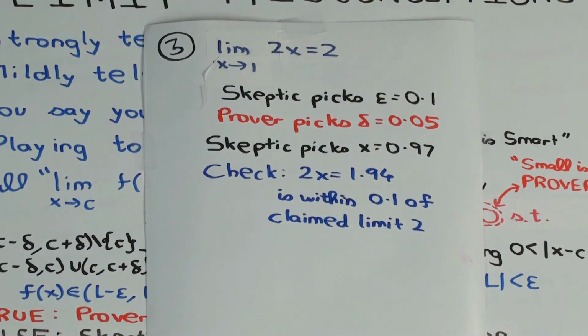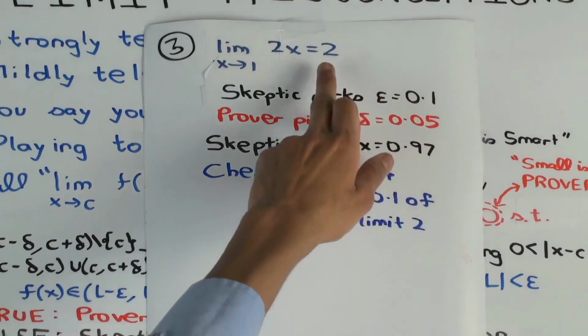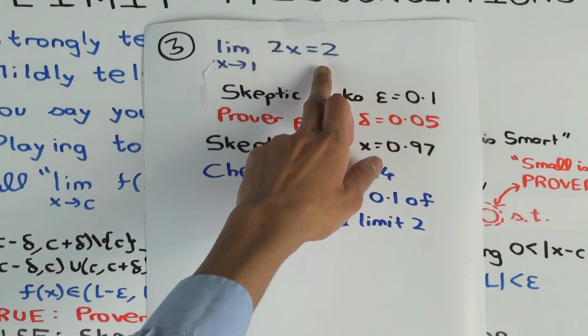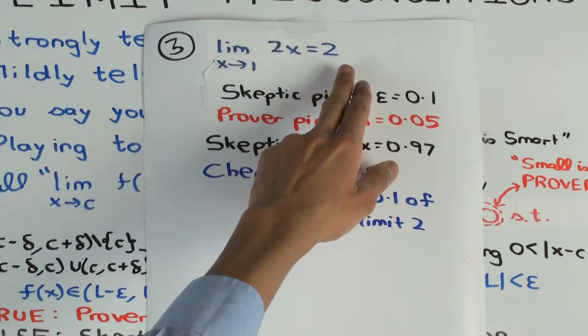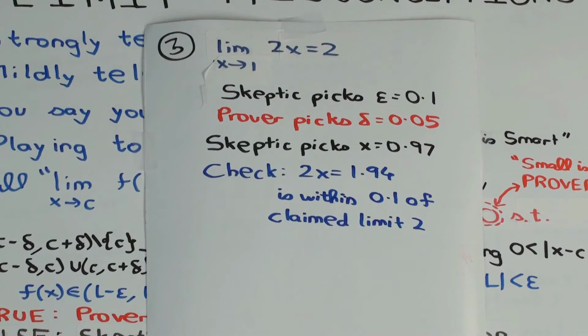Let's do this one. So this is a limit claim, right? It says that limit as x approaches 1 of 2x is 2. Okay? So how do we go about showing this? Well, the idea is let's play the game, right? So let's say the skeptic picks epsilon as 0.1. Okay? The prover picks delta as 0.05. When picking epsilon as 0.1, the skeptic is saying, please trap the function between 1.9 and 2.1. Find the delta small enough so that the function value is trapped between 1.9 and 2.1.